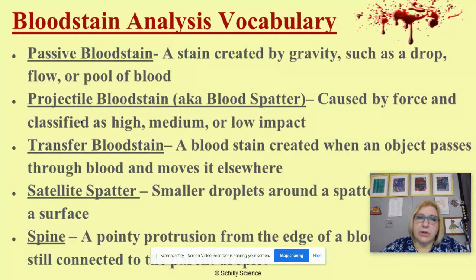Transfer blood, that's when it kind of gets wiped on a substance, or if you put a handprint, that's a transfer blood stain. It's being transferred from one place to another. Satellite spatter, and I'll show you pictures of that, is when you have a droplet and a bunch of little droplets around it, and then a spine is part of a blood droplet. When the blood falls, you can see these little pointy things that are kind of sticking out, and I'll show you pictures of that.